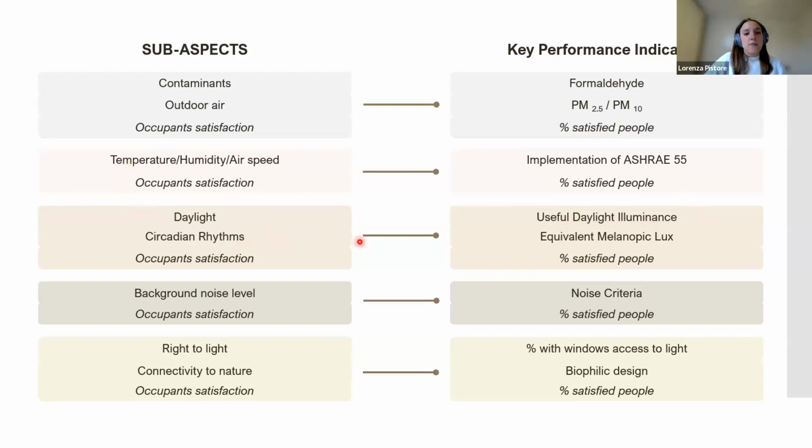For the circadian rhythms, we promoted the equivalent melanopic lux, which is an index that quantifies how light can impact human health at a physiological level, and especially for the circadian rhythms. For the background noise level, we adopted the noise criteria. For the right to light, we adopted the percentage of windows with access to light. And for the connectivity to nature, the biophilic design.